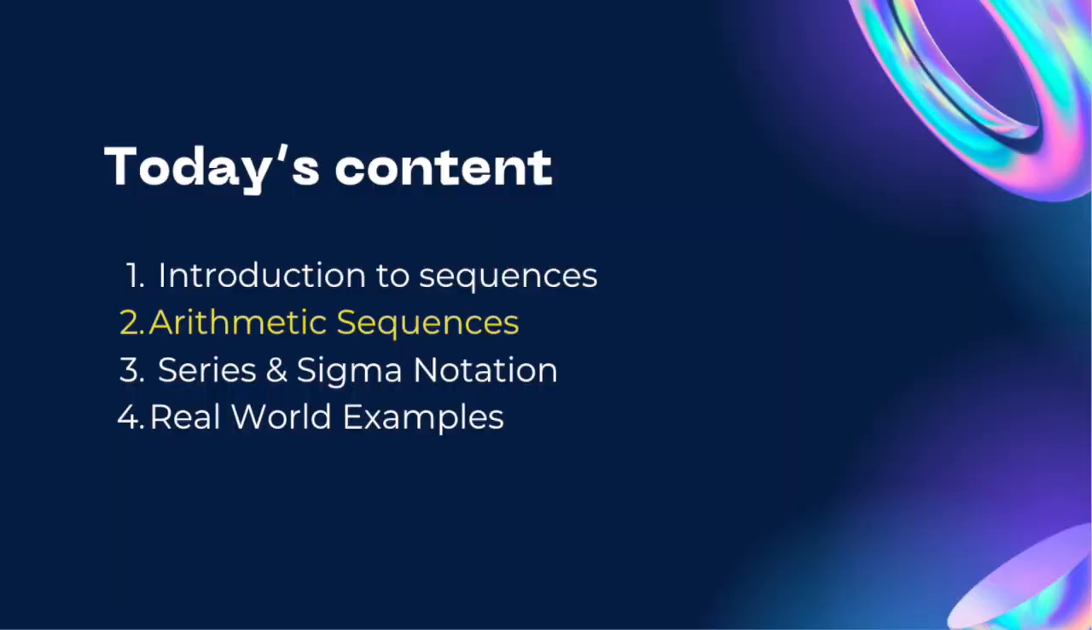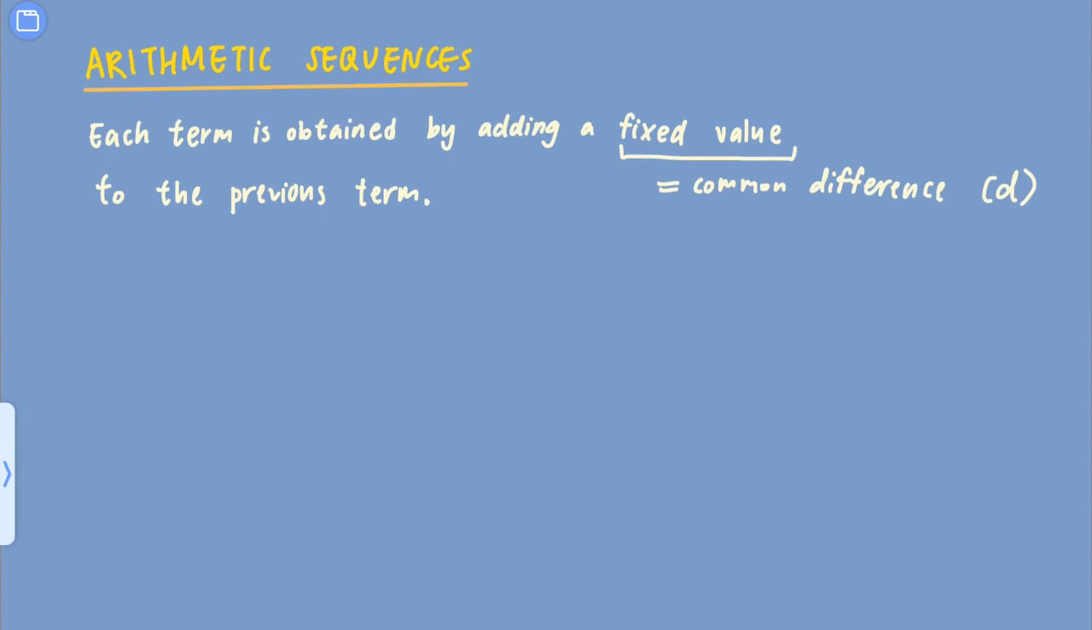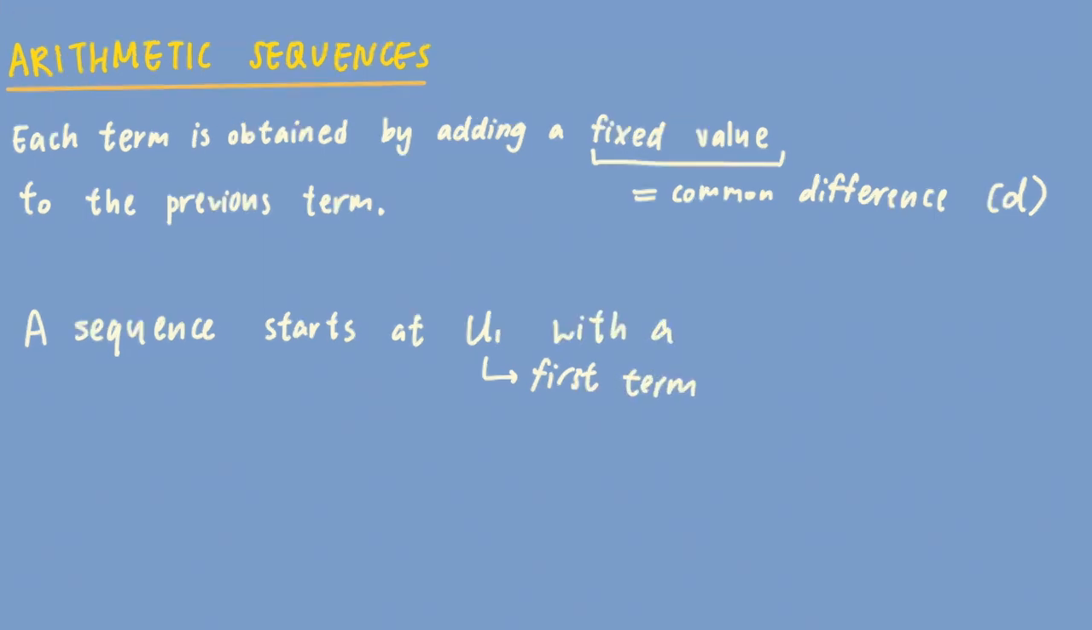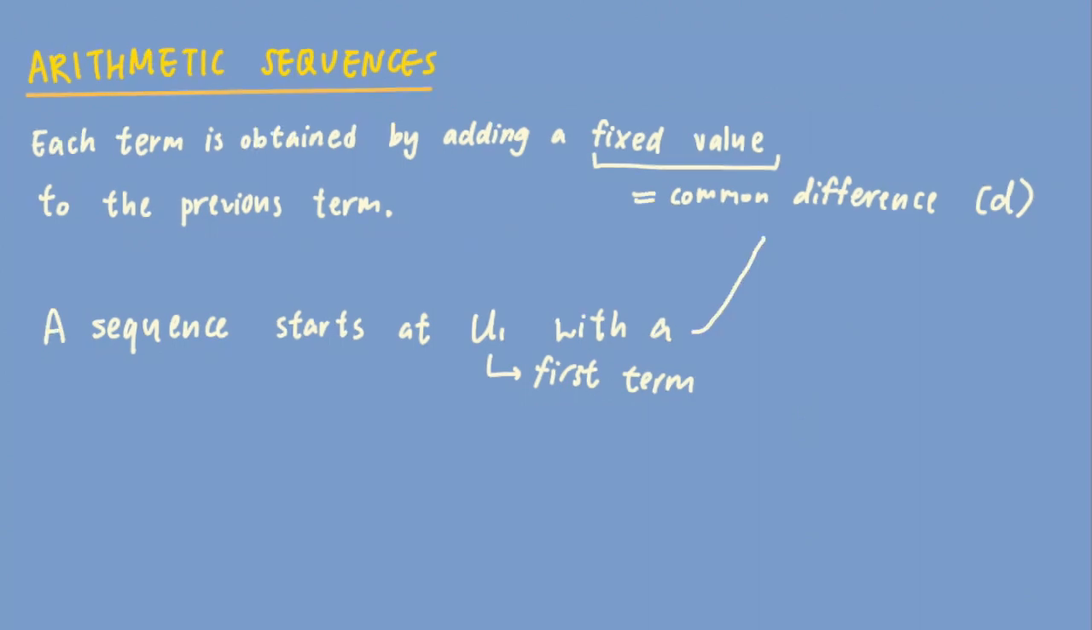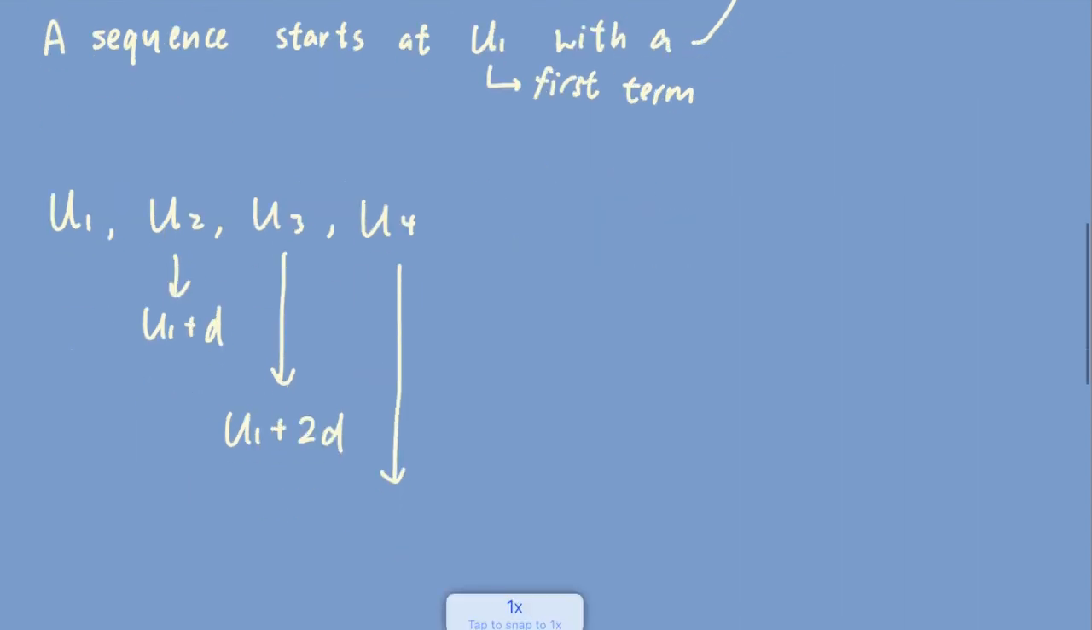Moving on to part 2, arithmetic sequences. For the arithmetic sequence, it's essentially when each term is defined by adding a fixed value to the previous term. A sequence starts at its first term, which we usually refer to as U1. Then it builds on U1. After U1 you have U2, after U2 you have U3. In an arithmetic sequence, U2 is defined as U1 plus a common difference, and U3 is U2 plus a common difference. You can also view this as U3 is U1 plus 2 of the same common difference.